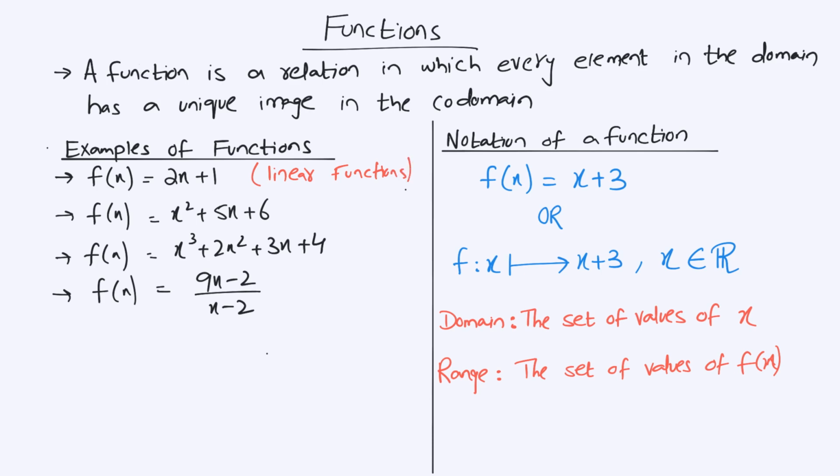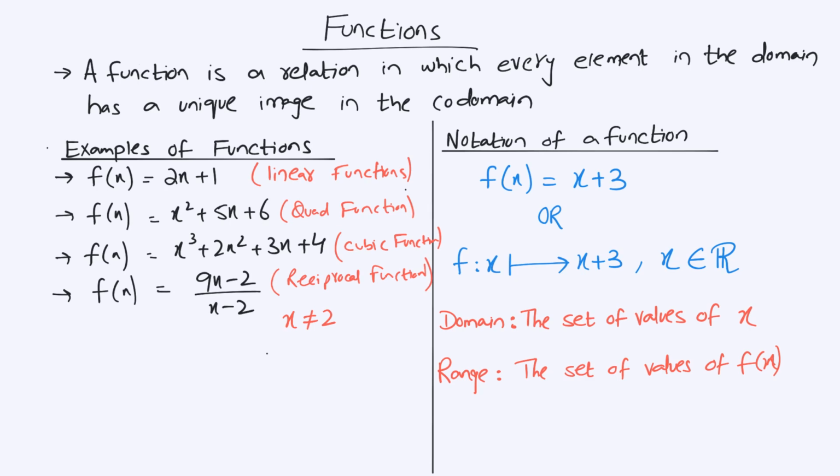f of x is equal to x square plus 5x plus 6. It's a quadratic function. Similarly, x cube plus 2x square plus 3x plus 4 is a cubic function. And 9x minus 2 over x minus 2, it's a reciprocal function, where your x value cannot be equal to 2 because this function is discontinuous at a value of x equals 2, and we'll be covering this in detail in the coming slides.